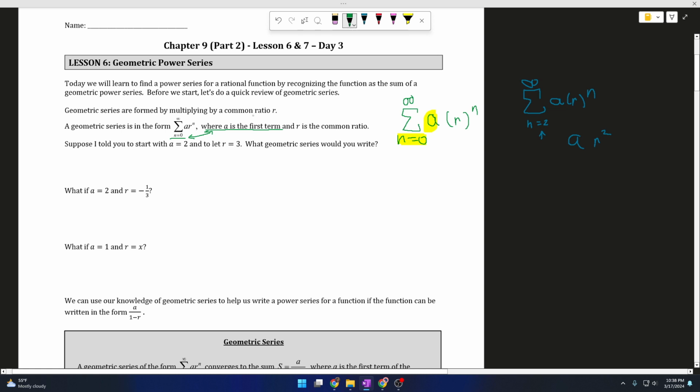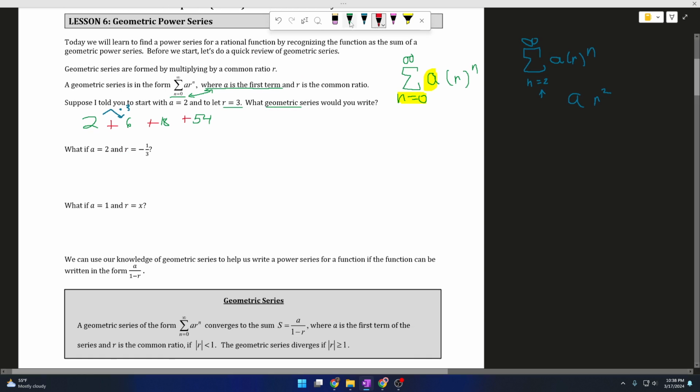R is the common ratio. It represents how something grows. Say I told you to start with a is 2 and r is 3. What geometric series would you write? So a is the first term. That's 2. Since r is 3, each term afterwards is multiplied by 3. So we're going to get 2, 6, 18, 54, and so on. Now, because it is a series, these are technically added together, so that would be our answer.